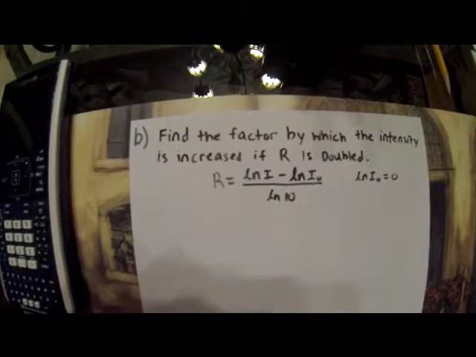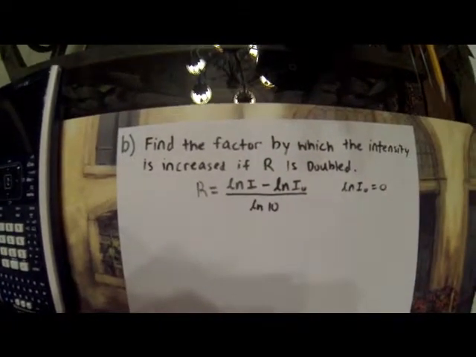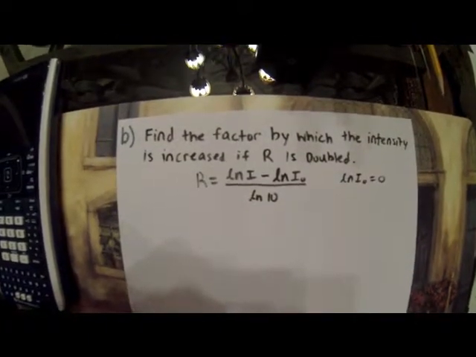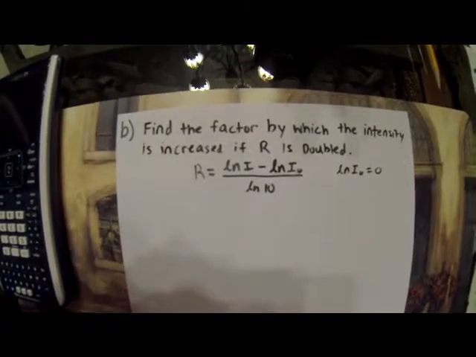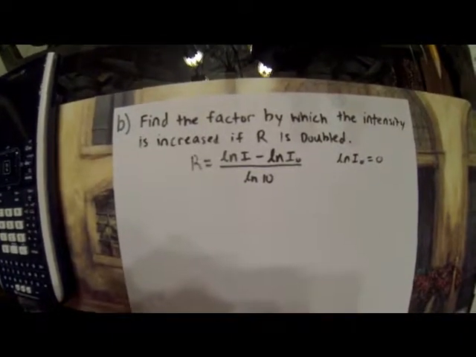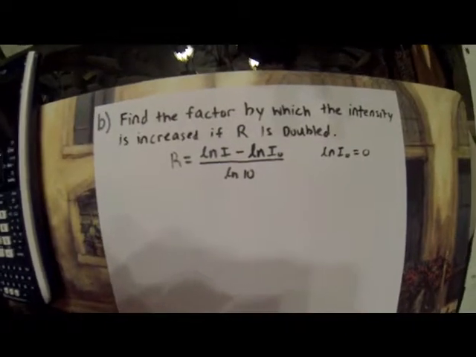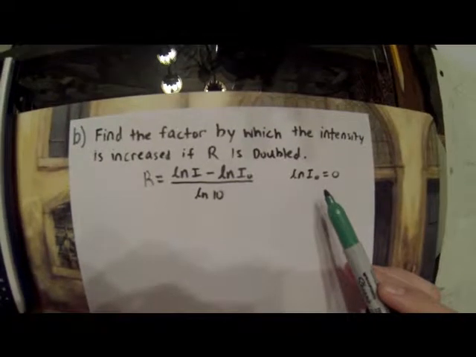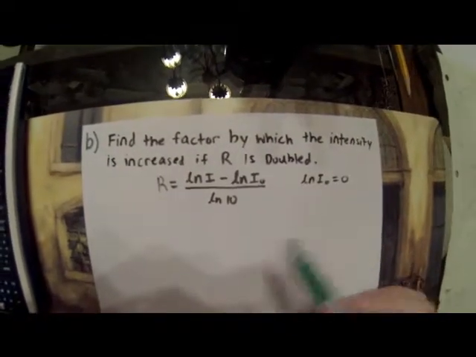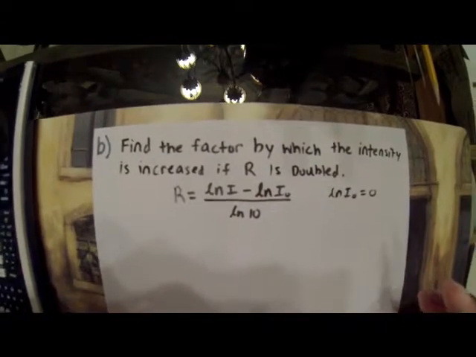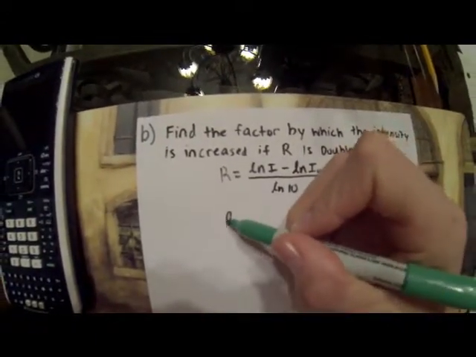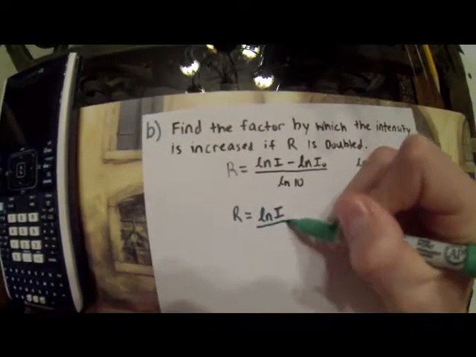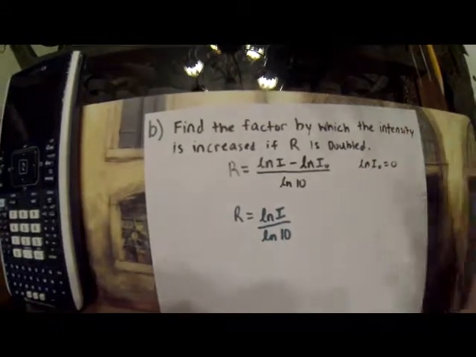Alright. B wants us to find the factor by which the intensity is increased if R is doubled. R equals ln of I minus ln of I naught over ln of 10. And we know ln of I naught equals 0 because I naught equals 1, so we can eliminate it from the equation. So R equals ln of I over ln of 10.